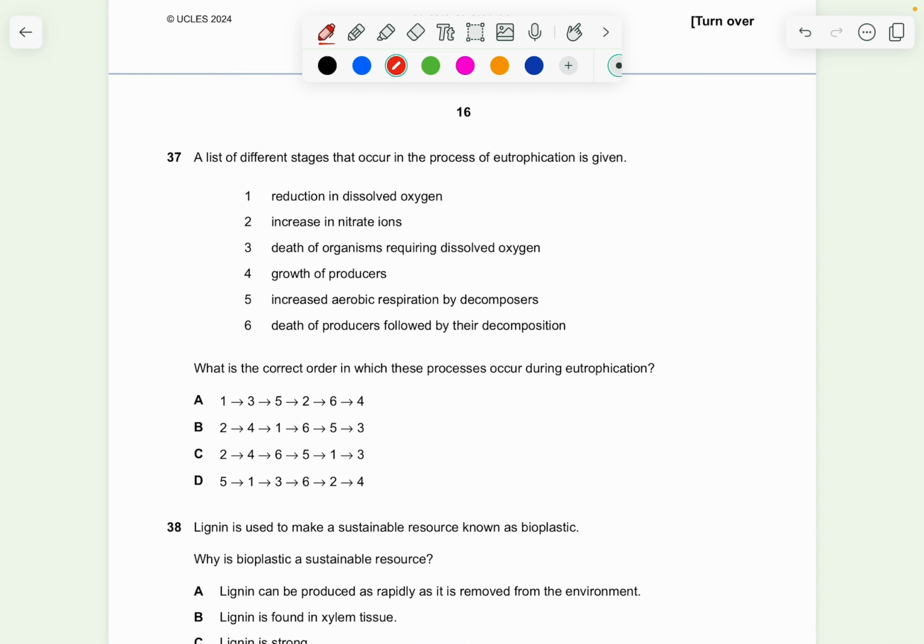Question 37. A list of different stages that occur in the process of eutrophication is given. What is the correct order in which these processes occur during eutrophication? First thing, always at the start is an increase in nitrate ions. Then later on, there will be growth in producers because it becomes fertilizer to the underwater plants. Then there's a death of producers followed by their decomposition. Then we have increased aerobic respiration by the decomposers, and then there will be a reduction in dissolved oxygen and the death of organisms later on. So the answer is C.